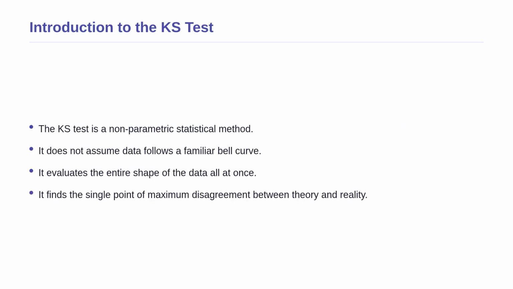Now that we have our bus analogy, let us look at what this test actually is. The Kolmogorov-Smirnov test, or KS test, is a non-parametric statistical method. This simply means it does not assume our data follows a familiar bell curve or any strict shape beforehand. Instead of just looking at averages or variances, it looks at the entire shape of the data all at once. It checks if your real-world data matches a mathematical model by finding the single point where they disagree the most. If that maximum disagreement is too large, we reject the idea that the data fits the model.